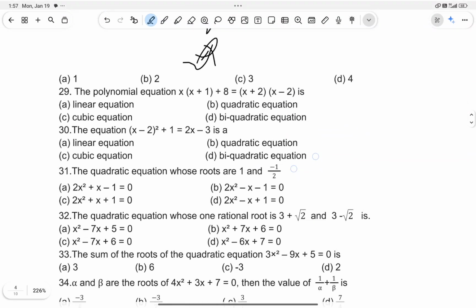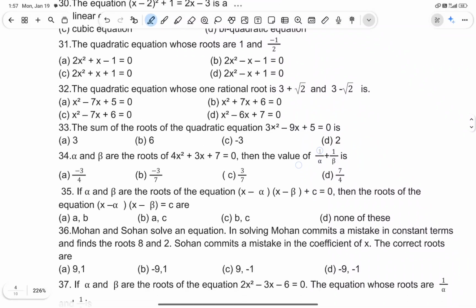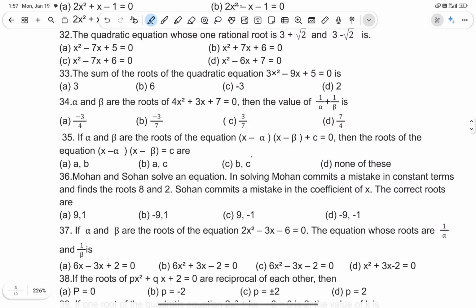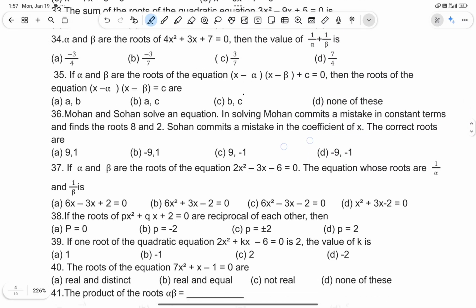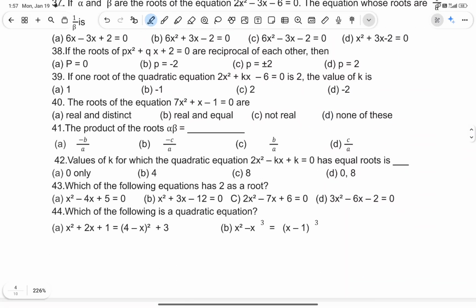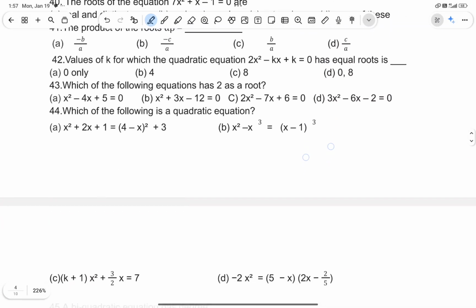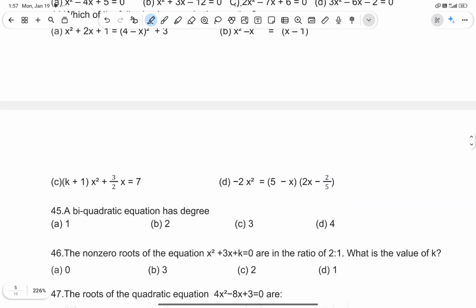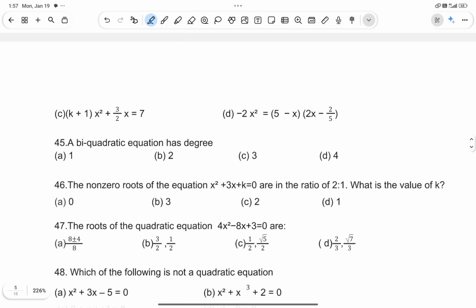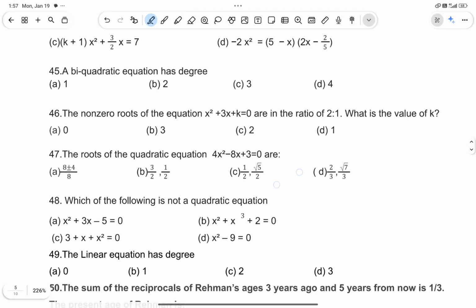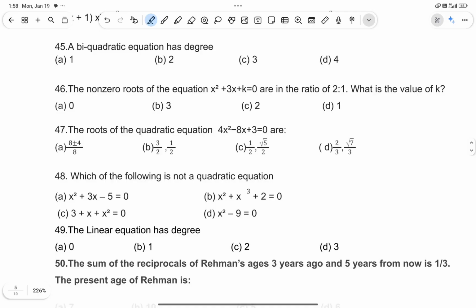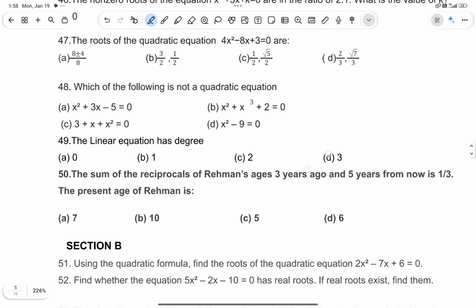See, 29th, 30th, 31st. Just pause it and then solve. I think you are able to solve all the questions in the quadratic equation. There is a possibility to get full marks in the quadratic equation chapter, so you have to do all the questions in this chapter.